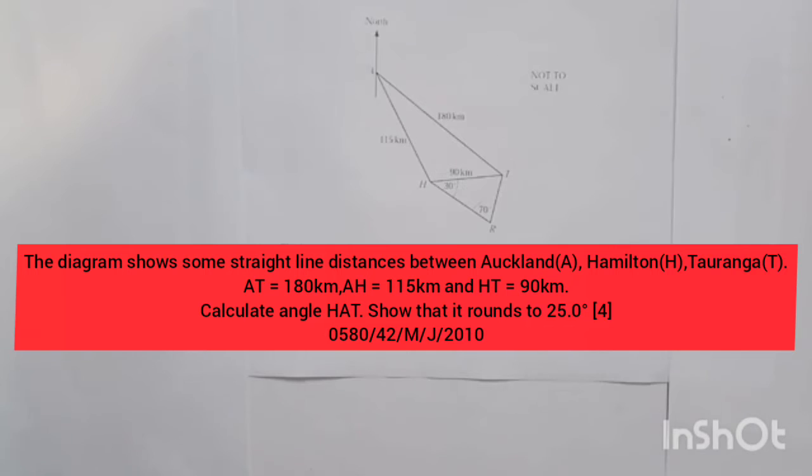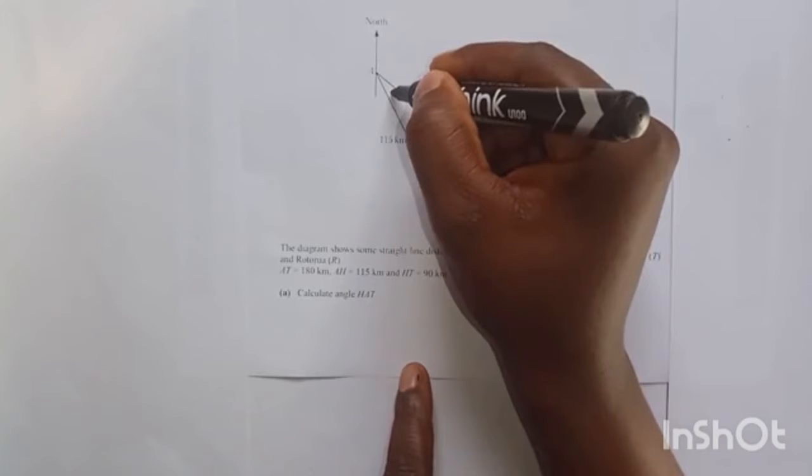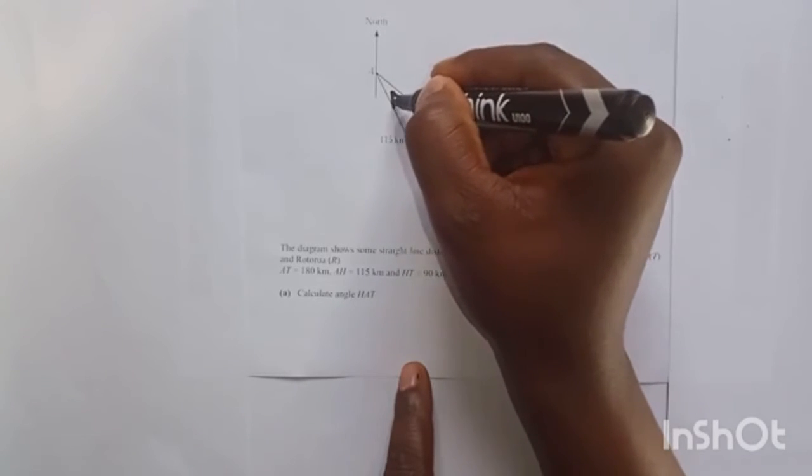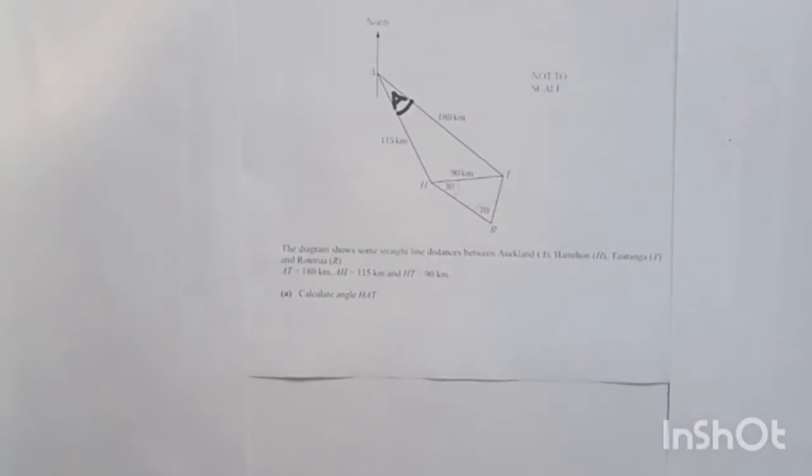Welcome back to our next segment, right? The diagram shows some straight line distances between Auckland, Hamilton, Tauranga, and Rotorua. AT is 180 kilometers, AH is 115 kilometers, and HT is 90 kilometers. Calculate angle HAT. So the angle required here, let me denote it by a capital letter A. This is the angle required, right?